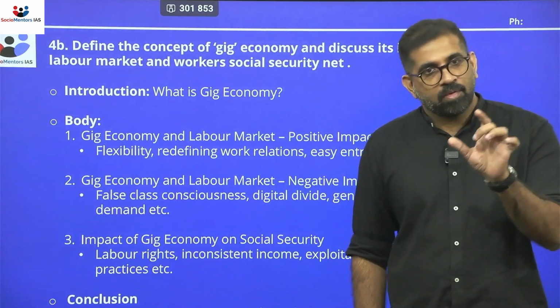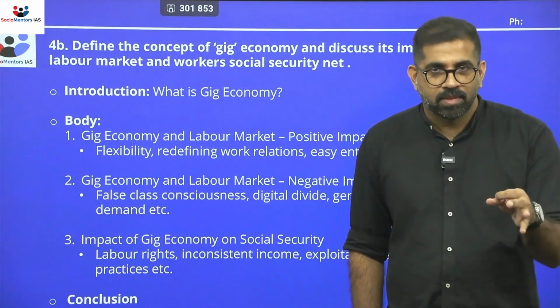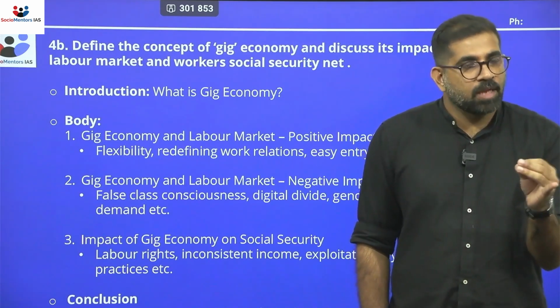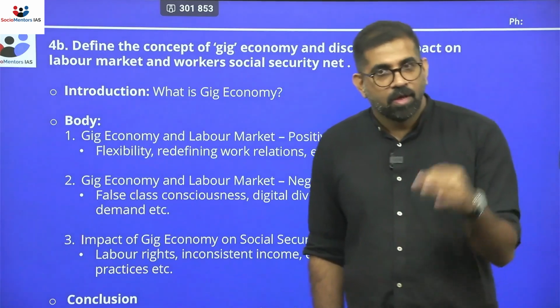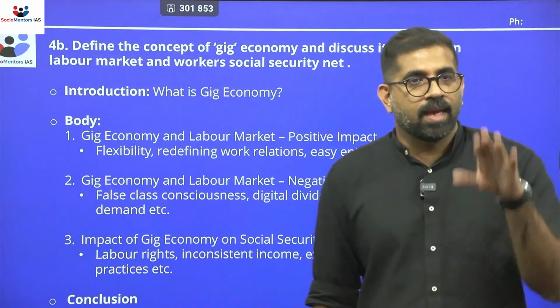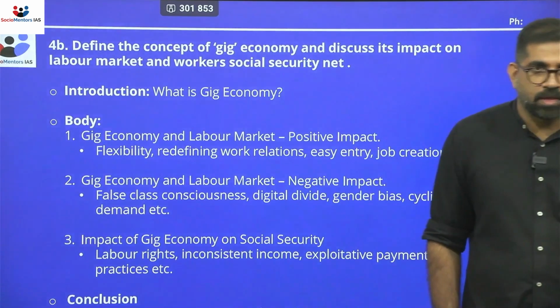So if in a question there are words like role, impact, consequence, you need to understand that these are neutral terms. The consequences can be positive as well as negative. Impact can be positive as well as negative. Role can be positive as well as negative. You need to understand that and then address the question. Is it clear? Are you getting the point?